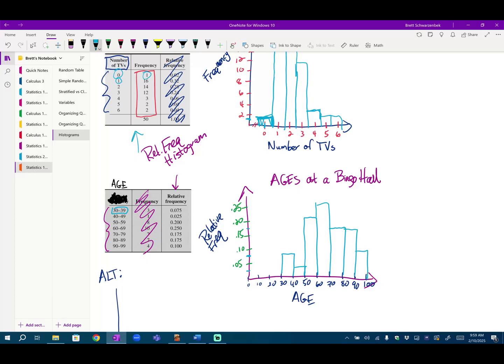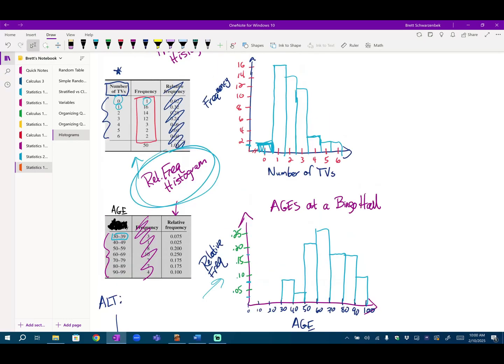This, in a nutshell, is our relative frequency histogram. So the bars touch. They actually show real spans of numbers when you look at them, and they have relative frequencies on the y-axis. So in the end, histograms are the most popular graph in statistics. You will see them a lot, basically.